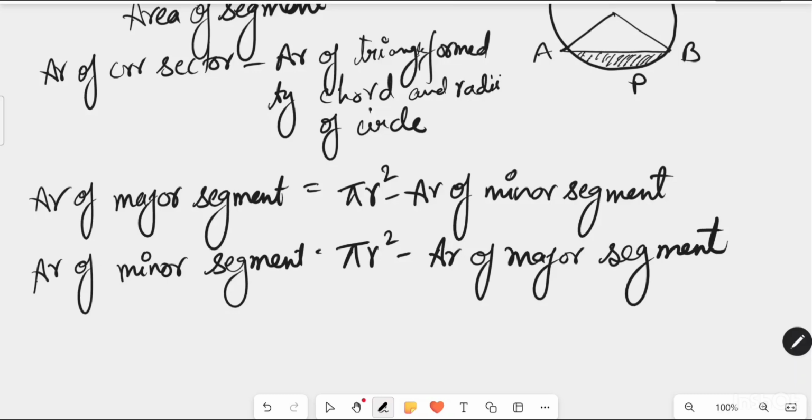Some of the common mistakes are using diameter directly in the formula. We have to always convert the diameter into radius. Sometimes we confuse r square with r into 2, and forgetting units. So this was the complete concept of area of a circle and its formulas.